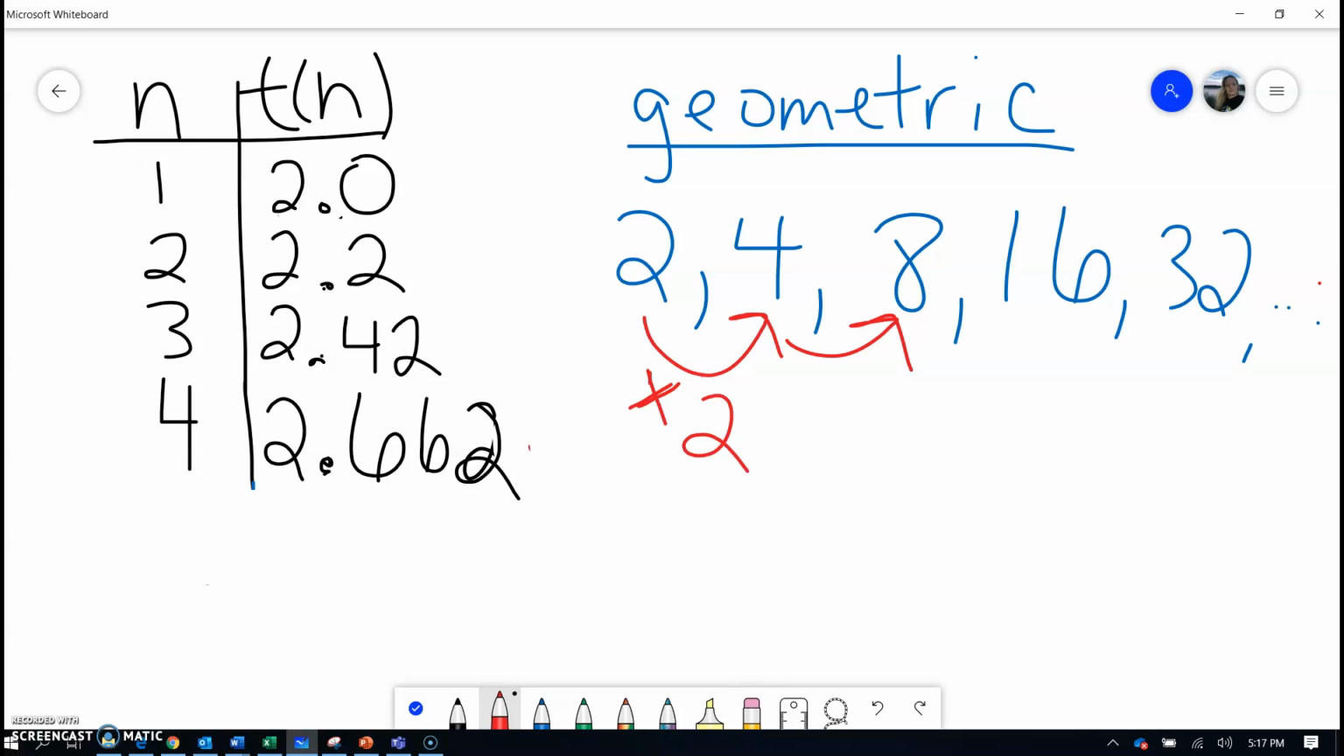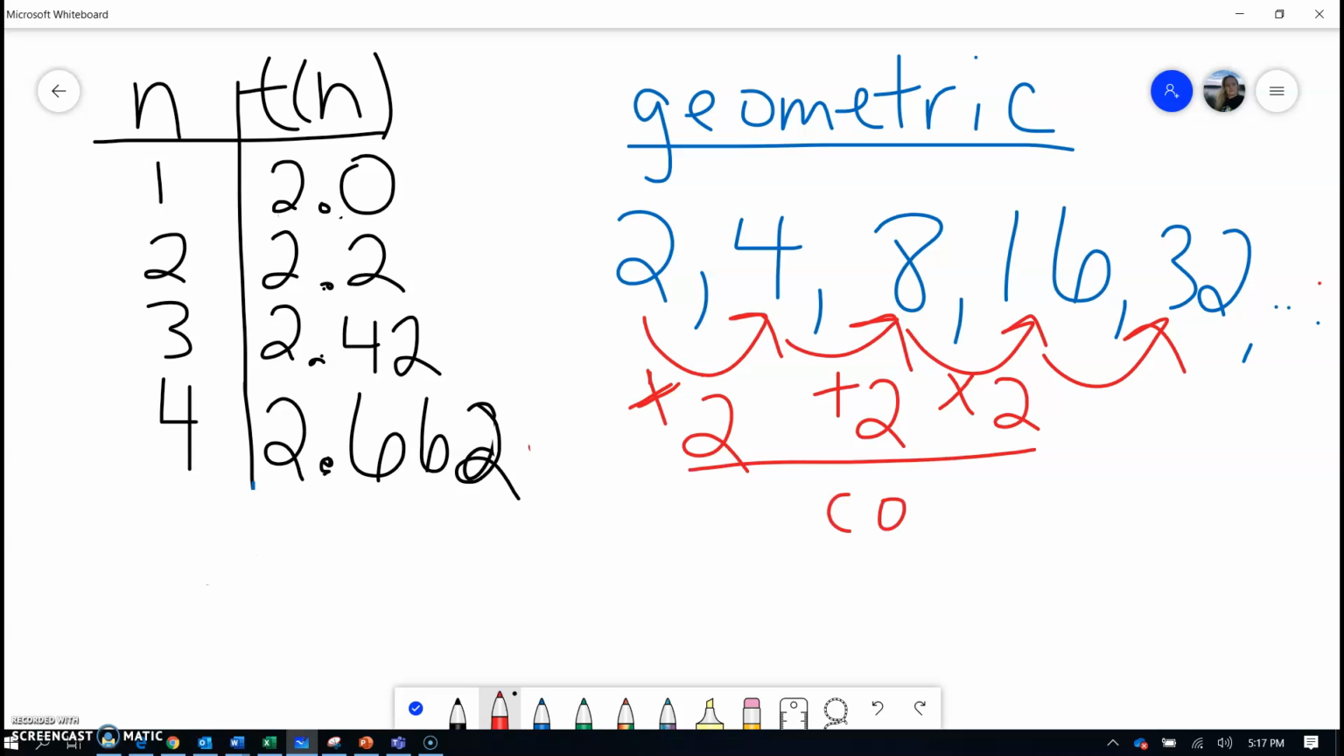2 times 2 is 4. 4 times 2 is 8. Hopefully this looks like a little multiplication sign. 8 times 2 is 16, etc. So we call this number right here the common, instead of difference, which we would call it in arithmetic, we call it the common ratio, or sometimes we call it the common multiplier. So that gives you a little idea about what we're going to talk about.